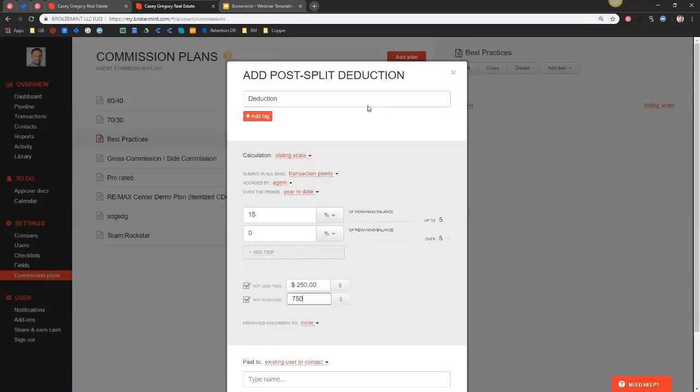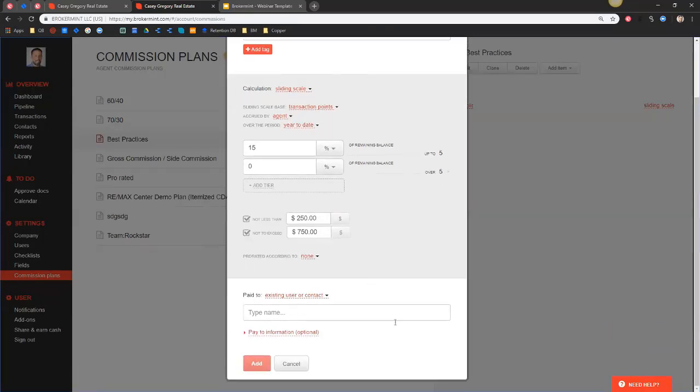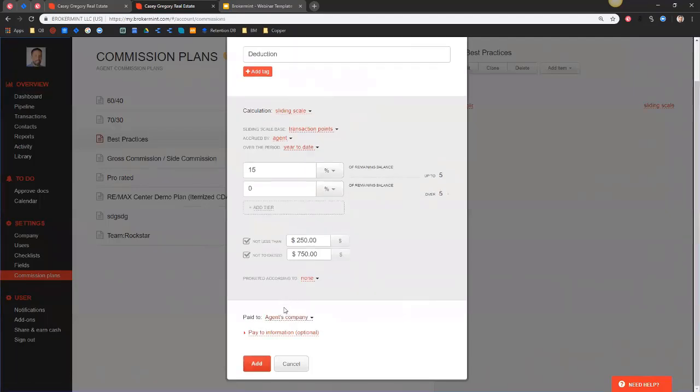One other thing to keep in mind whenever we are adding deductions, we need to define who this is going to get paid to. We can either add in a user or contact. Maybe if this was going to get paid as an admin fee or a transaction coordinator fee, we could add our transaction coordinator in here. We can also have this paid to the company. Again, keep in mind this now counts as company dollar contribution. So if your metric is set on company dollar contribution, this value will be counting towards that metric.